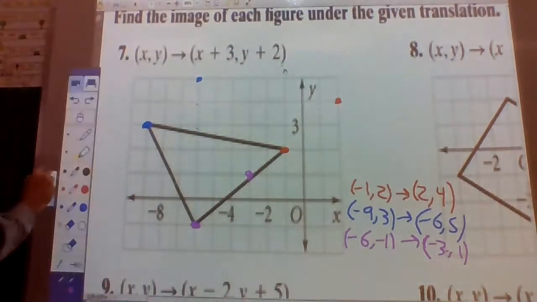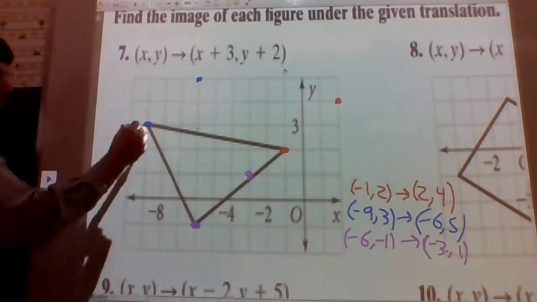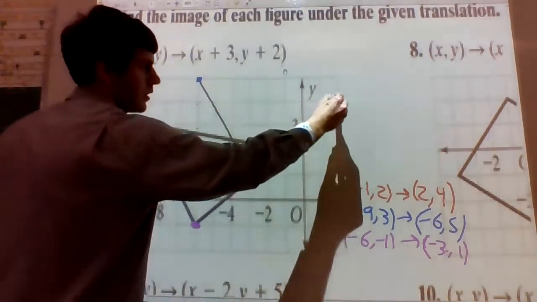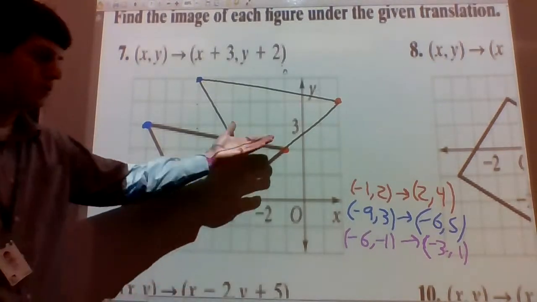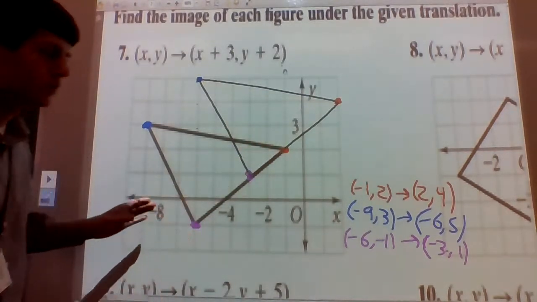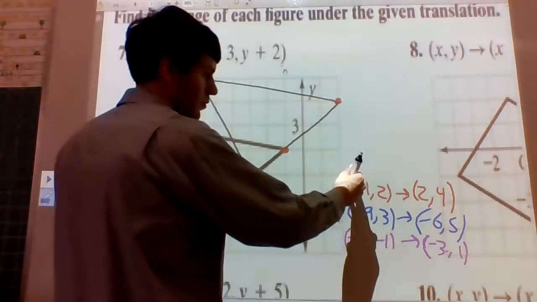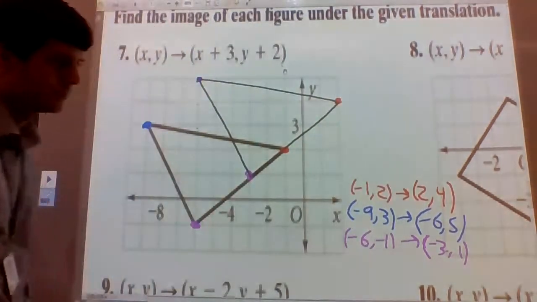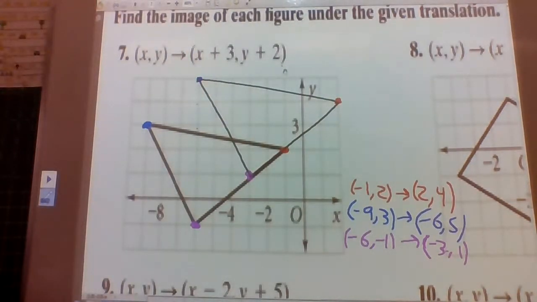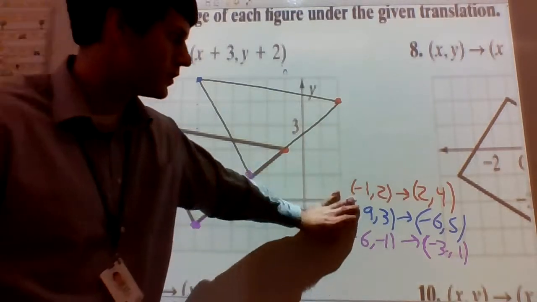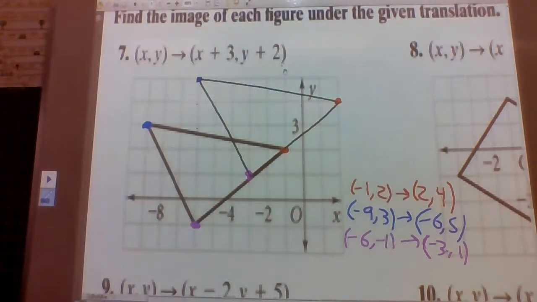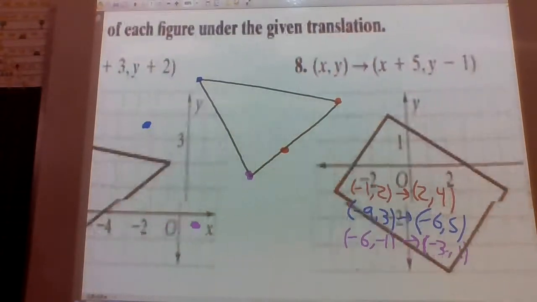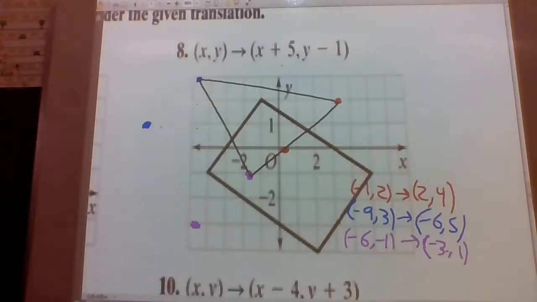We can connect our dots, our vertices now. Okay. And our image should be the same size and shape as our pre-image. We just shifted all the points, 3 to the right, up 2. These were the original vertices. These are the new vertices. Number 8. Okay, 8, 9, 10 are all going to be like number 7.